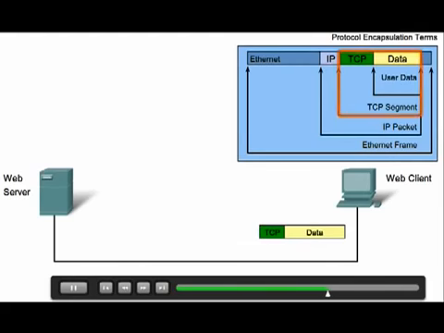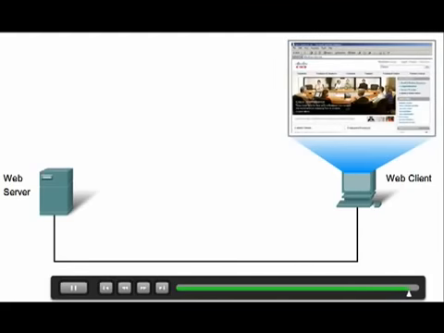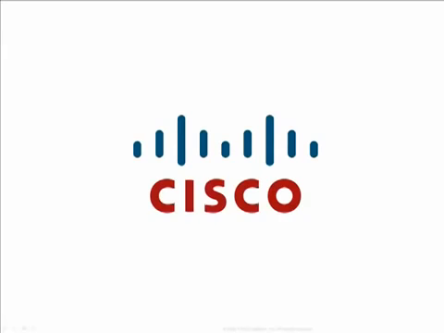The encapsulation and decapsulation processes are important to know because they form the basis for how all data is sent and received on a network. In this video, we've examined the TCP/IP model and the encapsulation and decapsulation processes. The TCP/IP model is essential for a network administrator to know because it provides a framework for understanding and a vocabulary for discussing how protocols interact, how messages are transmitted, and how networks function.